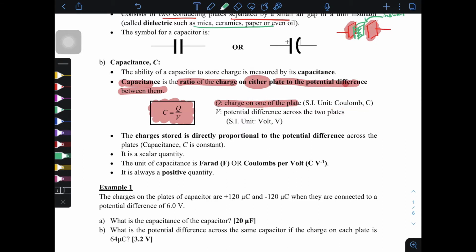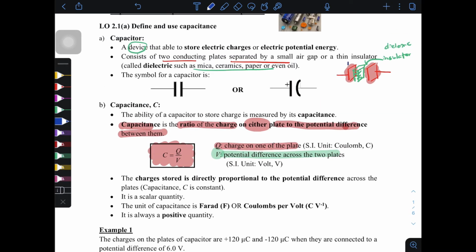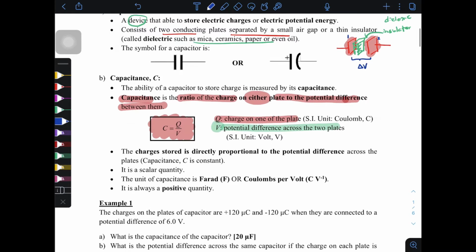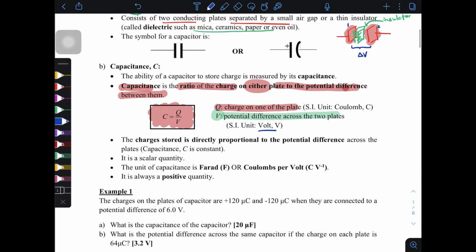V is the potential difference across the two plates. So where is the potential difference? So we have two plate here. Ini plate 1, ini plate 2. So the jarak antara these two plate is the potential difference. Okay, so itu ialah V. And the unit for potential difference is volt.